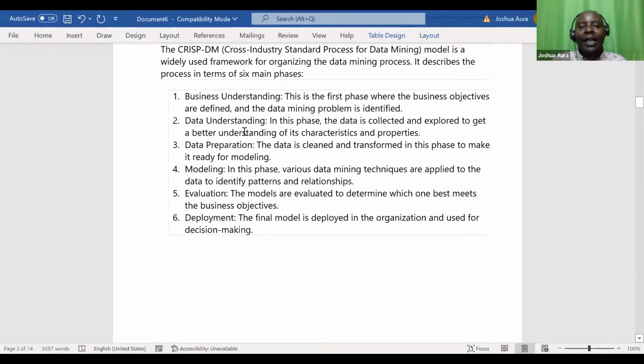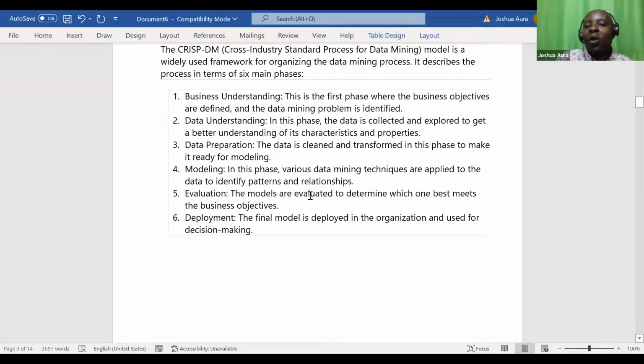Number 2, data understanding. In this phase, the data is collected and explored to get a better understanding of its characteristics and properties. So we must understand the data itself. Then we prepare the data. In data preparation, the data is cleaned and transformed in this phase to make it ready for modeling. In the modeling phase, various data mining techniques are applied to the data to identify patterns and relationships. Like you can decide to make use of regression analysis to come up with a regression model for purposes of prediction. Then we have evaluation.